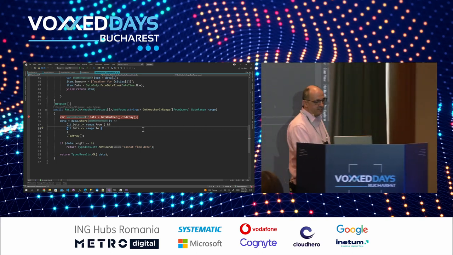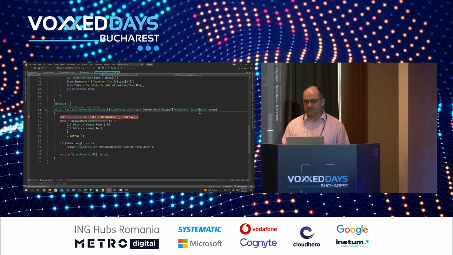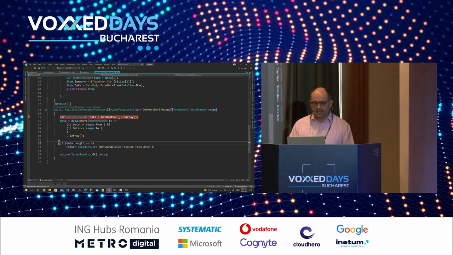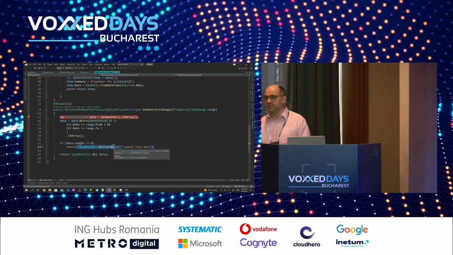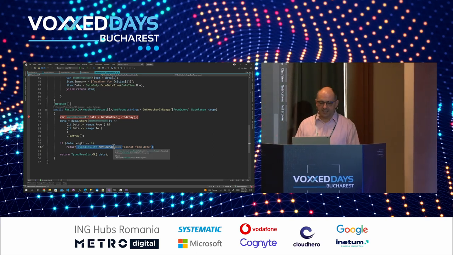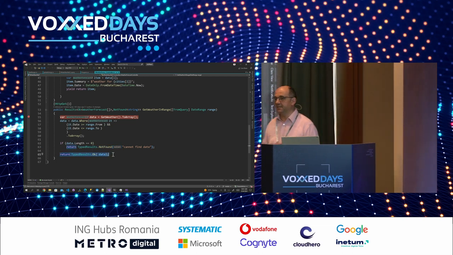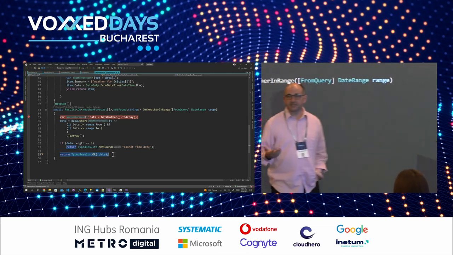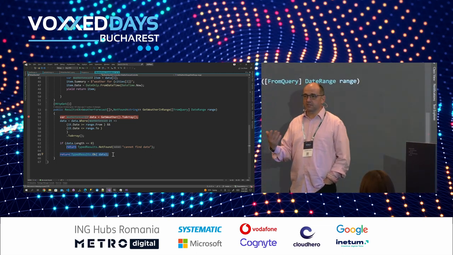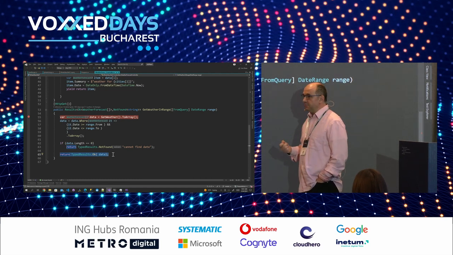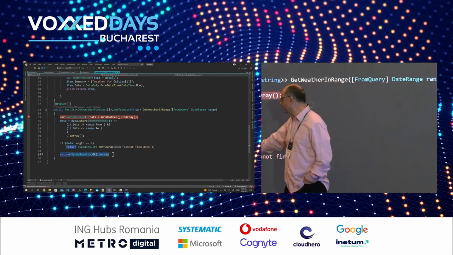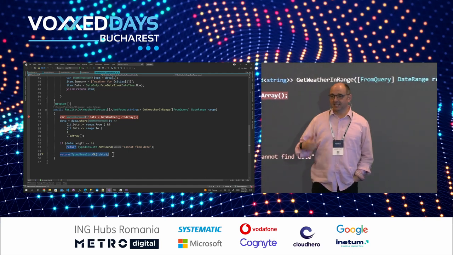So I have this function, GetWeatherInRange, with a date range. I will show you this later. And it says, if I do not have data, I return not found. That's obviously the not found in the browser. And otherwise, I return okay with the data. This is a very simple thing, that I can return two different things from a function that is called by the browser with a URL. But how do I know from the definition of the function what the function returns? An okay and a not found.